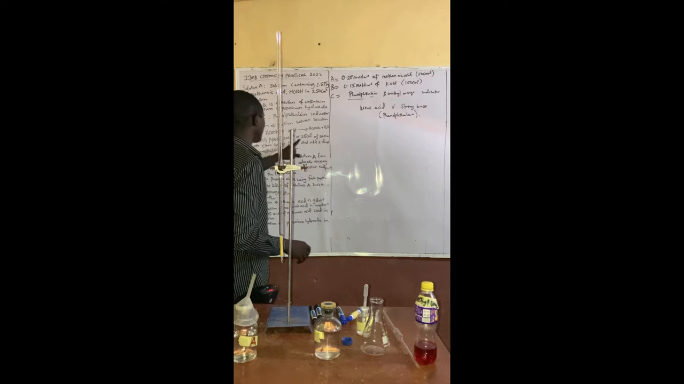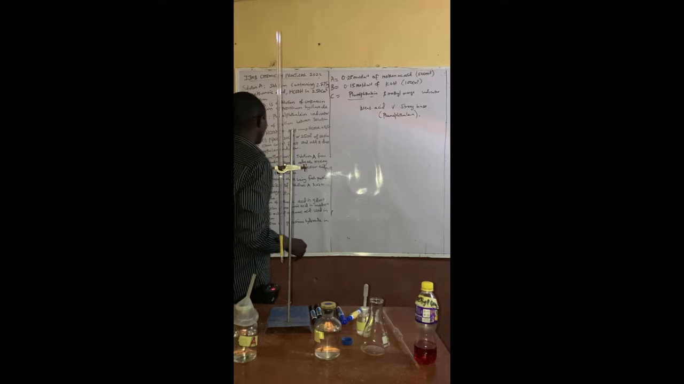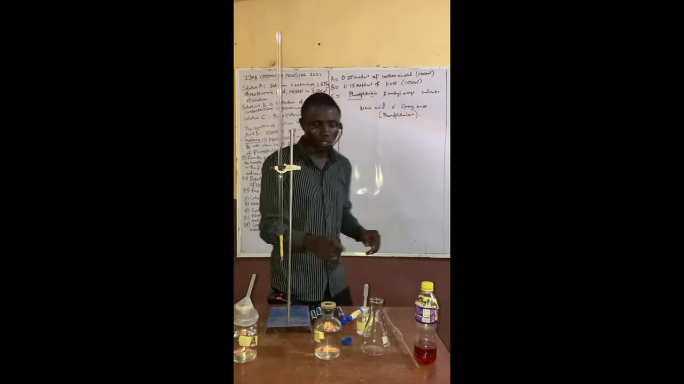Put 25 centimeter cube of solution B into a clean conical flask and add 2 drops of phenolphthalein indicator. From the burette, run in solution A, making sure of adequate mixing in the conical flask, to a permanent colorless endpoint, and record the titre value. So we are going to do that now.